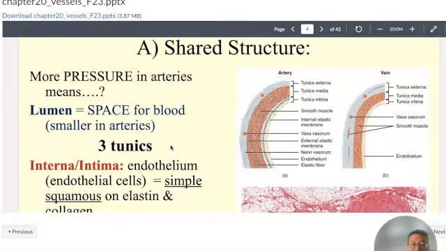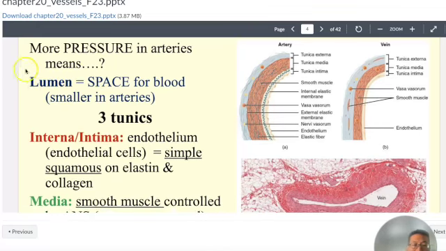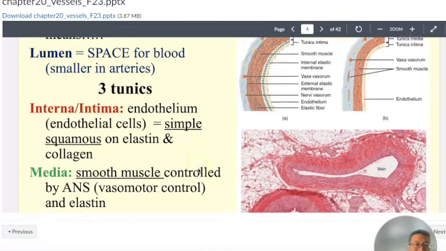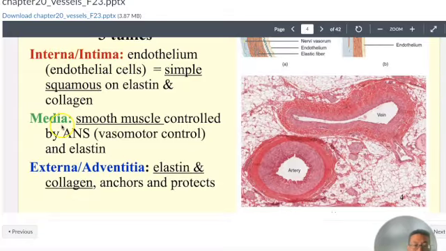So they all look kind of similar. They share structure. They have a lumen. A lumen is a space where the blood goes through. Okay. There's three layers. Tunica intima. The intima is the most inner layer. Okay. Simple squamous. The media, again, M for muscle. That's where the smooth muscle is. And then the externa is the outside where it's elastin and collagen.